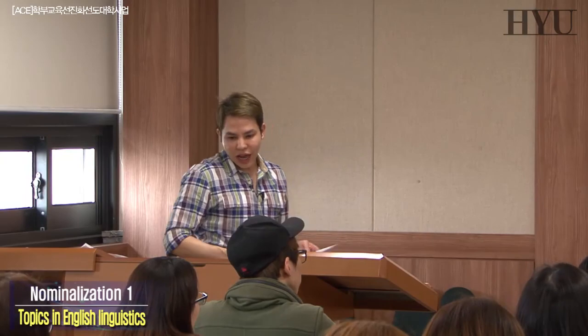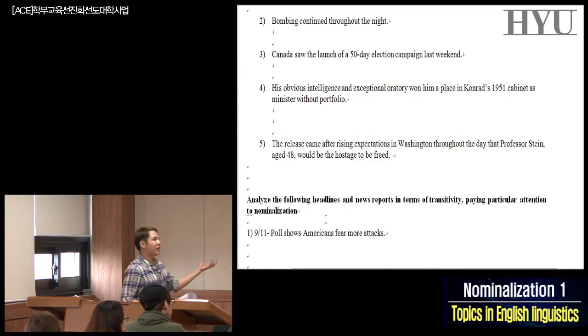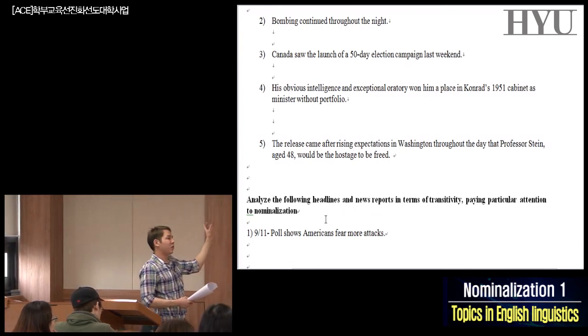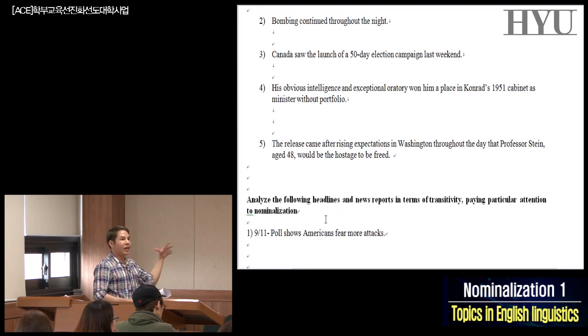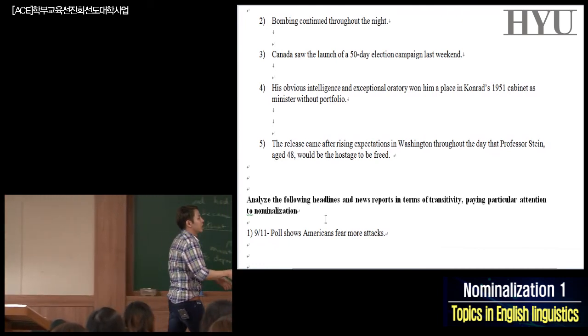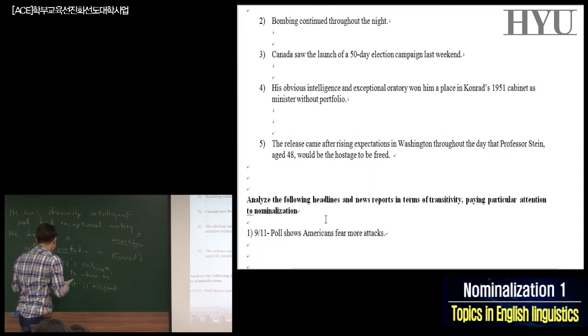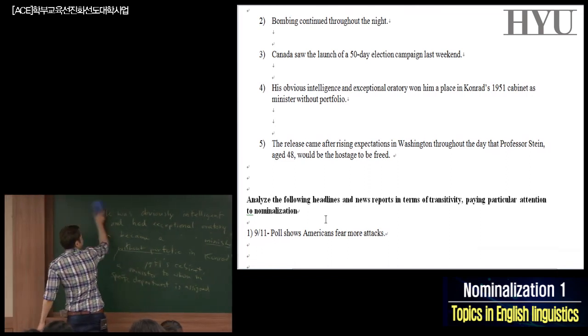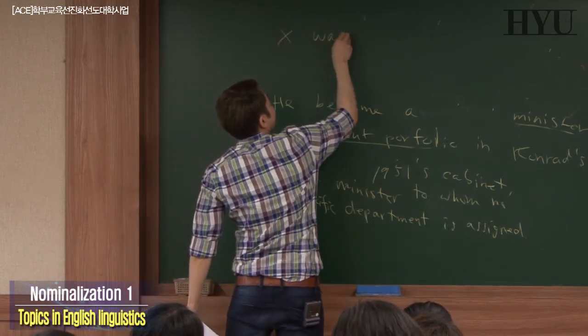In number 5, you have the release came after, right? So this is like a material process with release as if it were a participant, a human participant, right? It can come, right? But in fact, it cannot. So the release came after rising expectations that Professor Stein would be freed, right? So in this case, you could just unpack this part, right? The release came. So you can say something like, if you don't know who, right? You can say X was released.